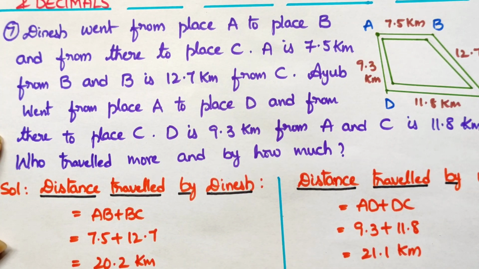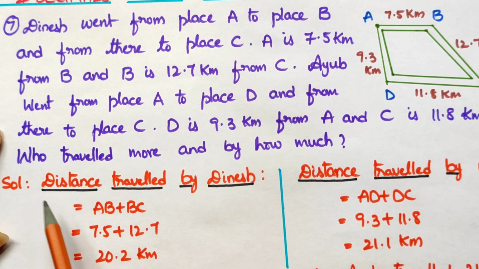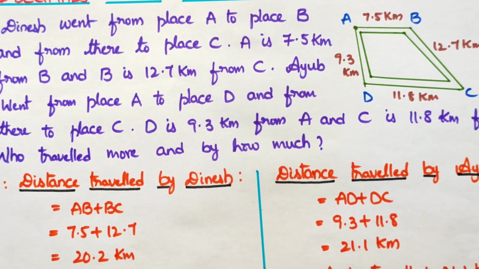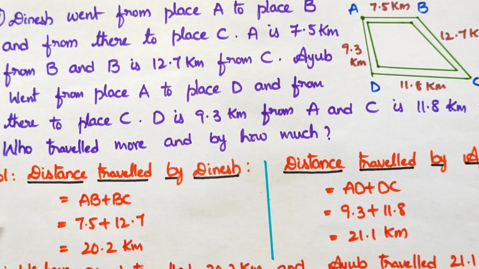Distance traveled by Dinesh is equal to, first we should calculate the distance travelled by this boy Dinesh, and then the distance travelled by Ayub, and we have to compare both the distances. Okay, now let us calculate distance travelled by Dinesh.